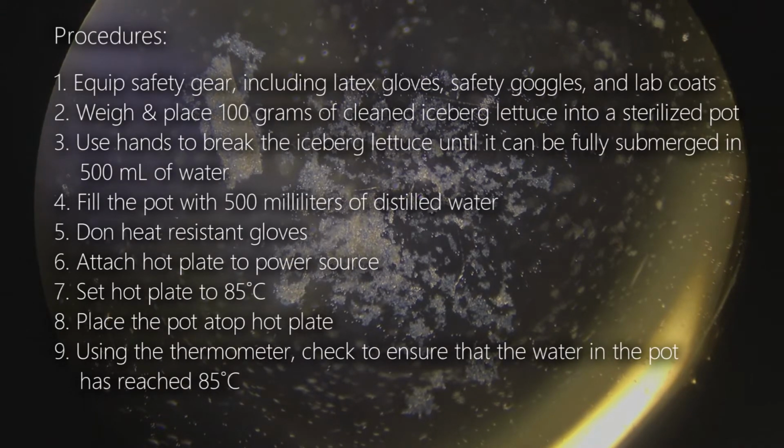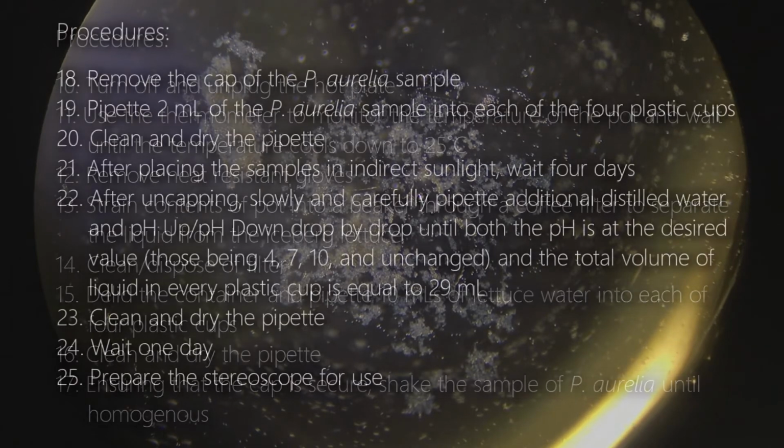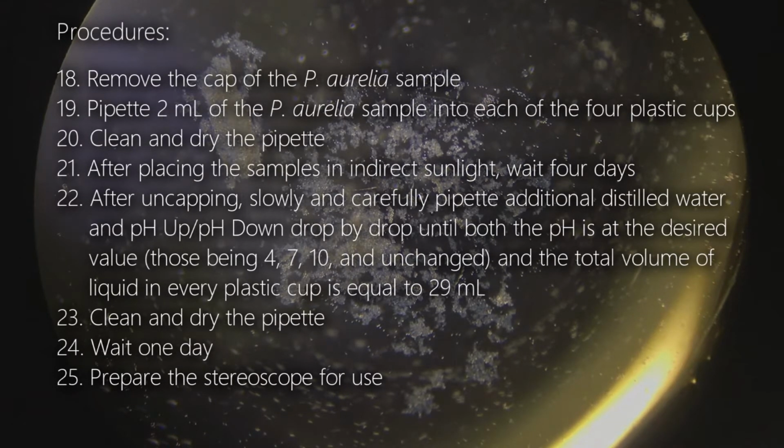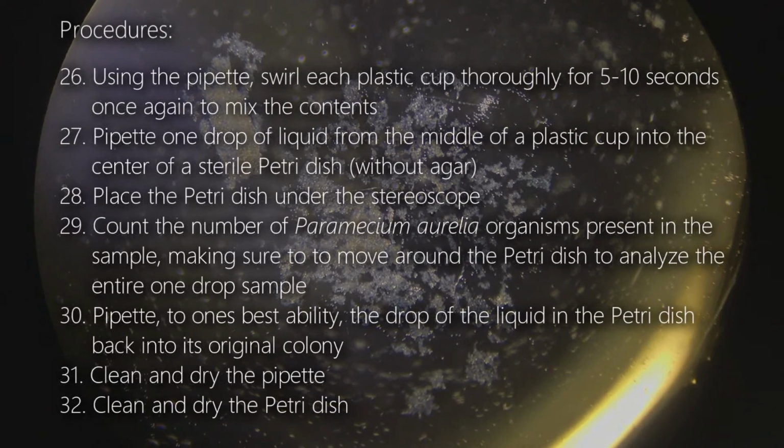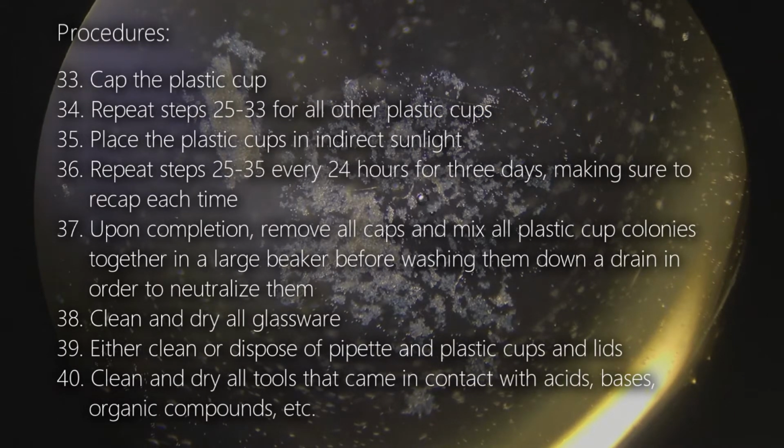These procedures were meant to result in 4 plastic containers filled with 29 milliliters of a lettuce, distilled water, pH adjuster, and Paramecium aurelia solution that were identical in all aspects other than the pH of the water. The solution was meant to contain all resources necessary for Paramecium aurelia survival, exempting water pH. Thus, the independent variable was the pH of the solution in which the colonies of P. aurelia were grown. The dependent variable was the growth rate of each Paramecium aurelia colony over a period of 3 days.